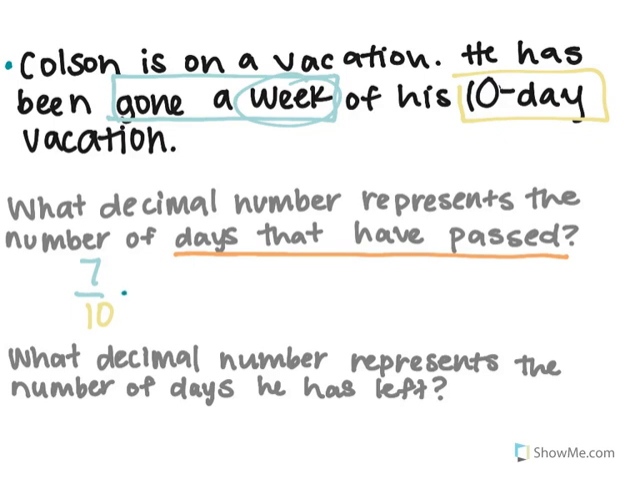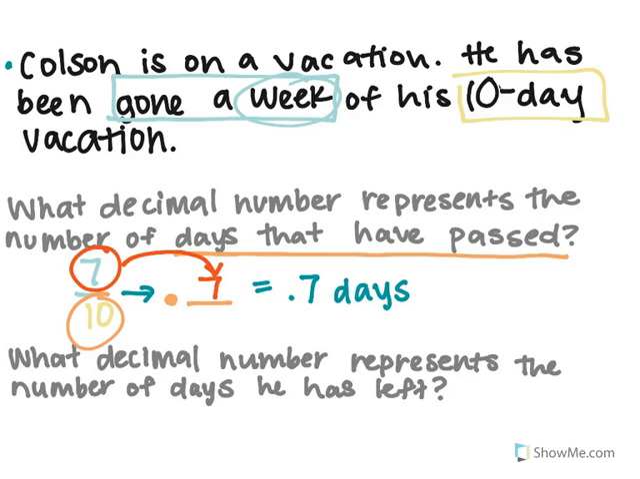To turn this into a decimal, I would realize that this is in the tens place, so I put my decimal point and the tenths. And he's been gone 7 of them, so I bring it down and put it right here. So I would say he is 7/10. He's been gone 7/10 days.